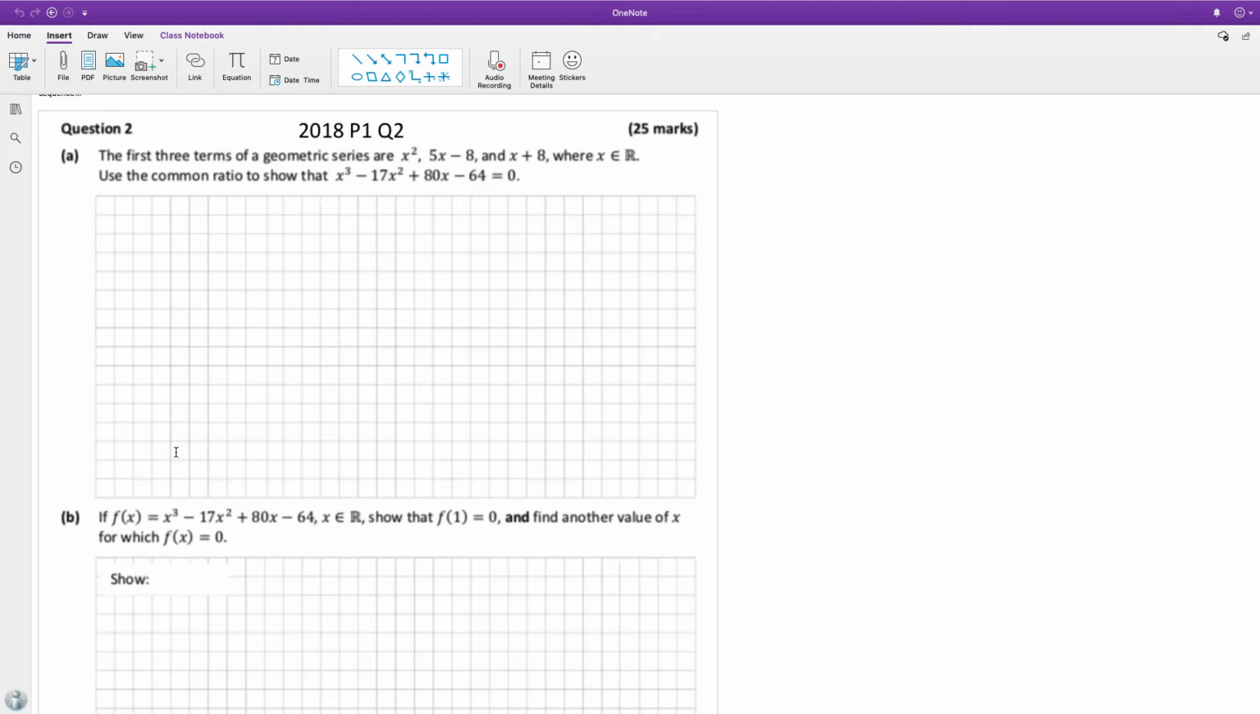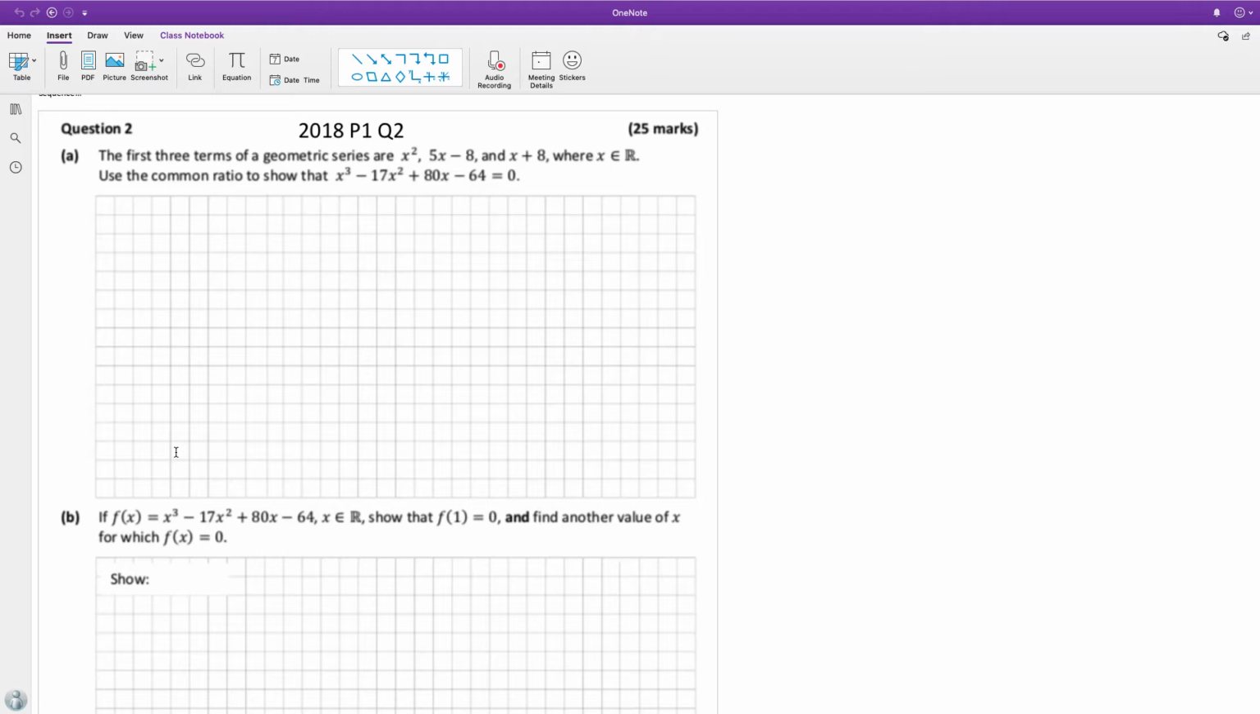This is geometric, so its difference is the common ratio. So, use the first three terms of the geometric series to show that. We're using the common ratio, i.e. the calculated common ratio. We're going to say T2 over T1 is equal to T3 over T2. We're going to use the fact that it tells us it's geometric, and see can we work towards that. So x squared is our T1, 5x minus 8 is our T2, and x plus 8 is our T3.